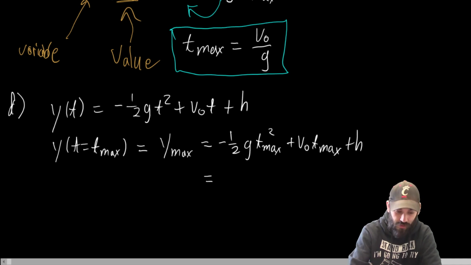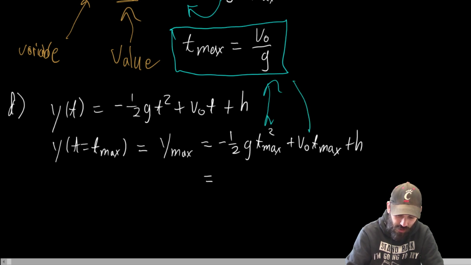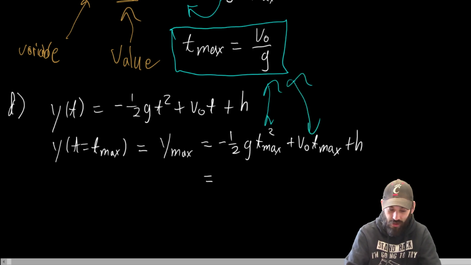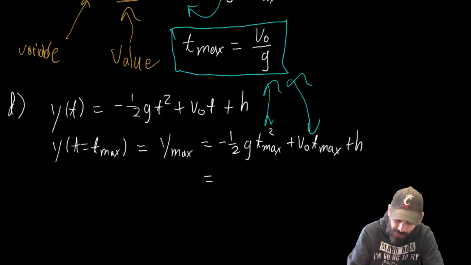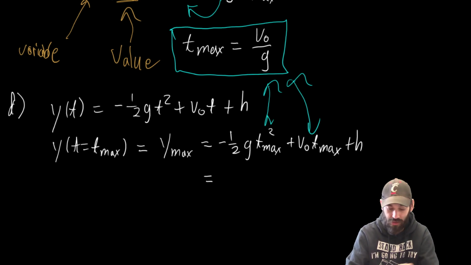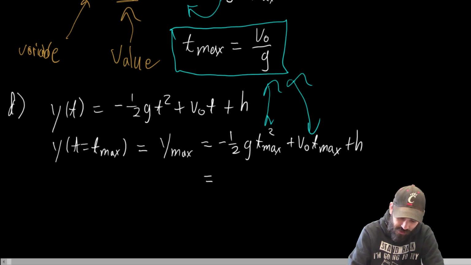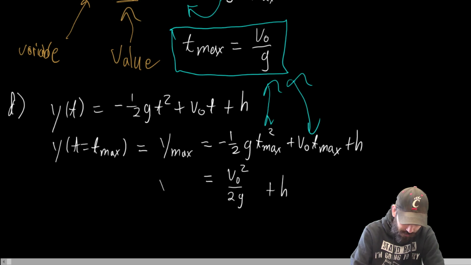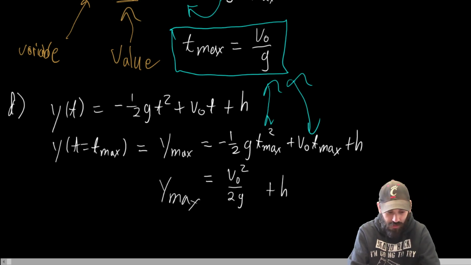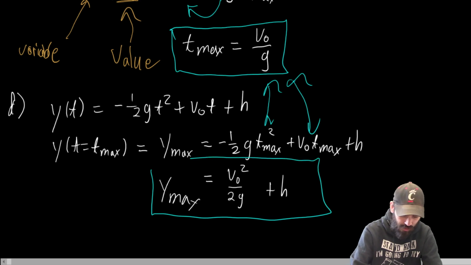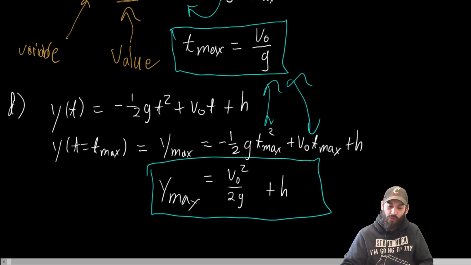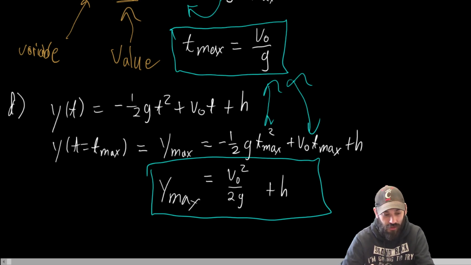And we can even take this t max and plug it into our function, because we know what t max is algebraically now. We know it's just v0 over g. And then there's a little bit of algebra here, so if you don't follow this, make sure that you do it yourself. This says that this is going to be v0 squared over 2g plus h. Okay. Y max is equal to this. Perfect.